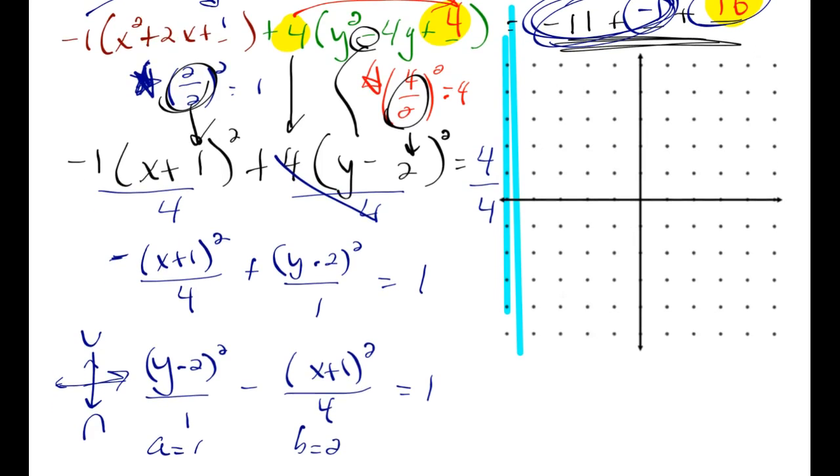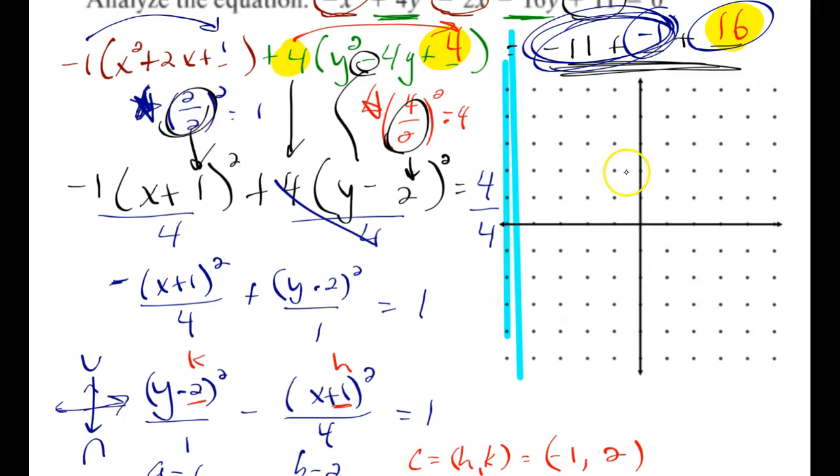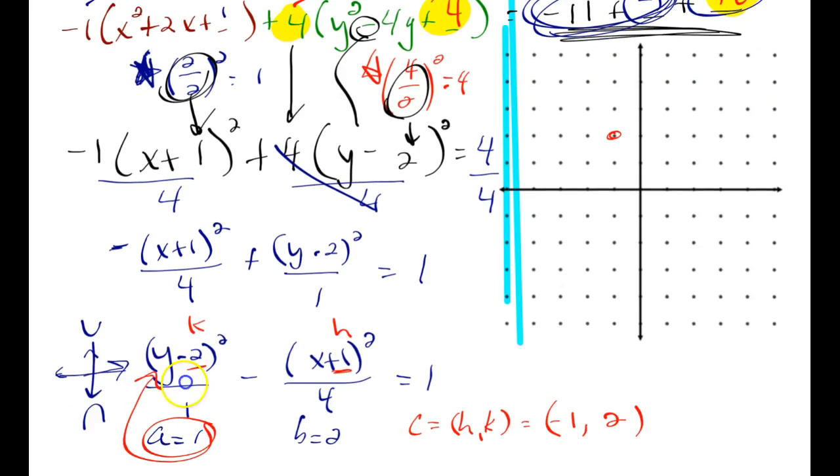So I'm going to find the center here, and here's my h and here's my k. So the center, in this case, is going to be the opposite of this number, so negative 1, and then the opposite of this number, which is 2. So I'll find negative 1, 2, and then from that point, I'm going to go an a distance along the y-axis. So one value up and one value down is actually my vertex that I'll be drawing here.